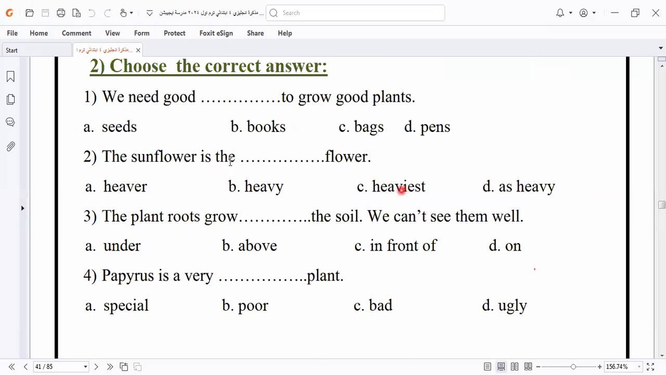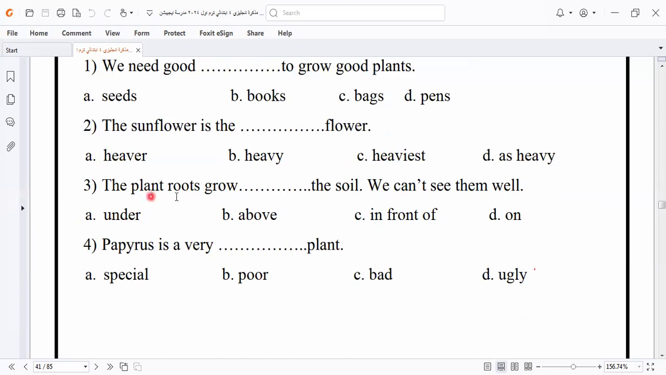Why? Because as we told you, there comes the superlative. There comes before the adjective of the superlative form, like this: the heaviest. The plant roots grow in the soil. We can't see them well. So the roots grow what? Can't see them well. When we go above, can we see? Yes, above we can see. So it will be what? It will be under, grow under the soil.